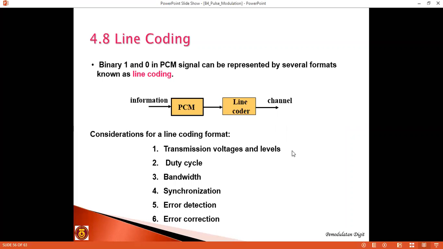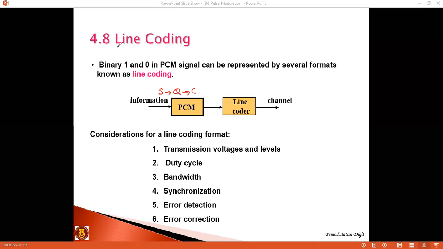Okay, Alhamdulillah, finally. So this is the last topic in chapter 4. Okay, so the line coding is different from the PCM coding. You remember we have our PCM, which has three main processes: sampling, quantization, and coding. So the coding here is different from the line encoding.